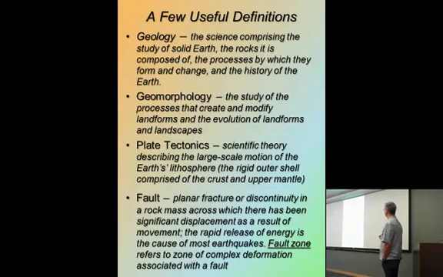Before we get too far into this, a couple of definitions. Geology is just the science, the study of the earth, not so much the water, but the solid earth, the rocks that the earth's composed of, and all the processes by which they form, as well as overall the history of the earth. Geomorphology is the study of landforms in the most general sense. It's really the study of the processes that create and modify landforms, and it also encompasses the evolution of the landscape. Plate tectonics is a scientific theory describing large-scale motion of the Earth's lithosphere, the hard outer shell of the Earth. It's comprised of the crust and upper mantle.